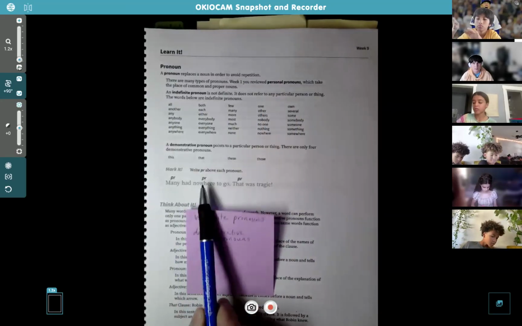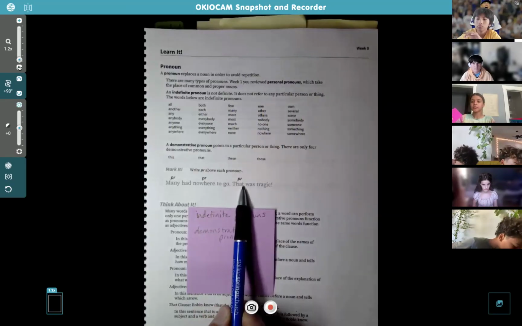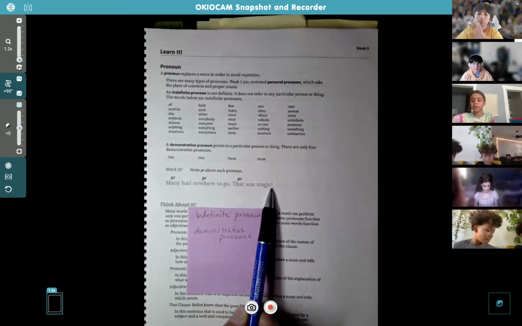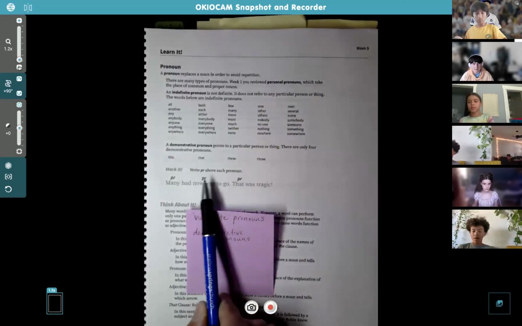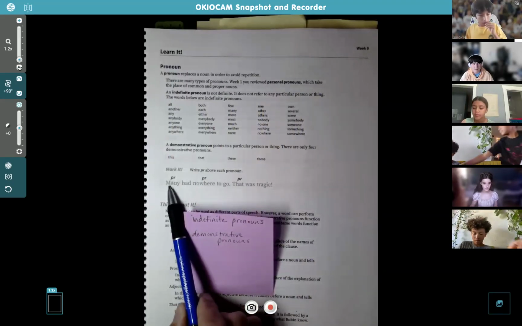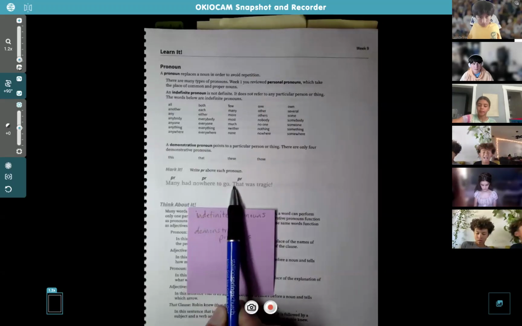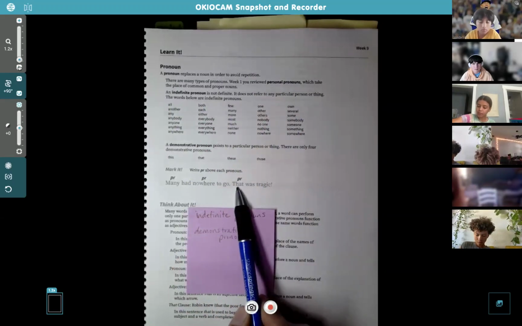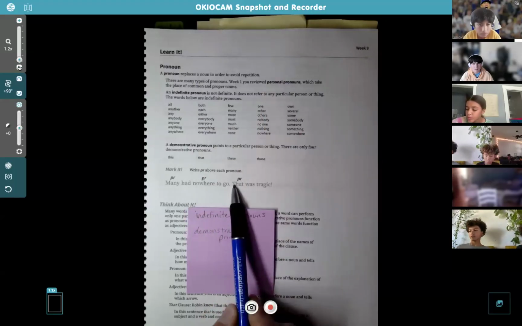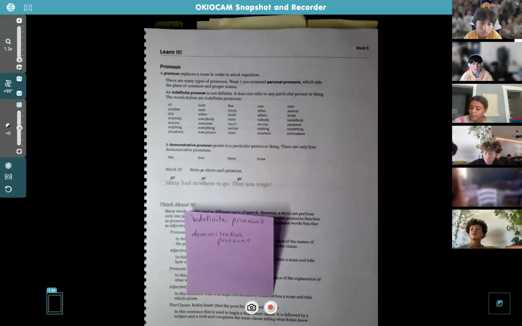Many had nowhere to go. That was tragic. So you've got all these pronouns. They're different than he, she, it, they, them. That's why we need to watch for these. Many and nowhere are indefinite pronouns. And then we've got that, which is one of these demonstrative pronouns.